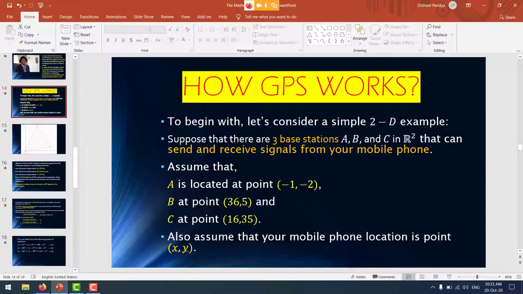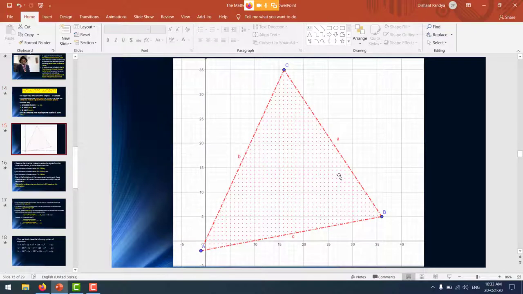And we also assume that our mobile phone location is at the point (x, y). So basically this is unknown, your current location is (x, y), but you know where base station A is located, and similarly for B and C. This whole thing is just to have an idea of how these things work. If you understand this clearly, then even the more complex thing will be much easier for you. You can see in the next slide that if you locate the coordinates A, B and C, you will have some triangular region, and you might be at any point within this region.